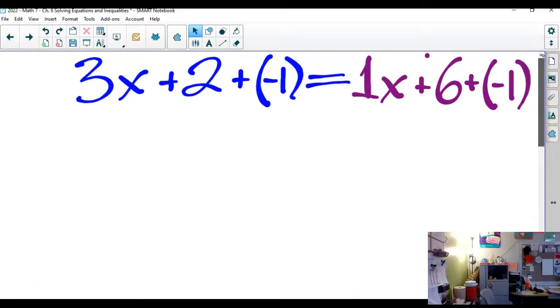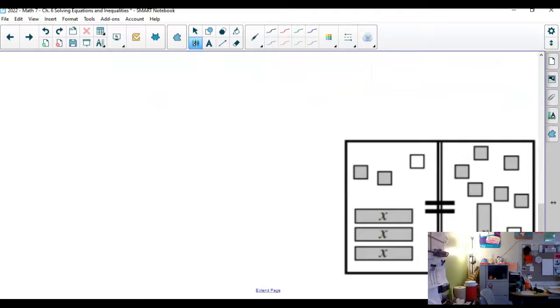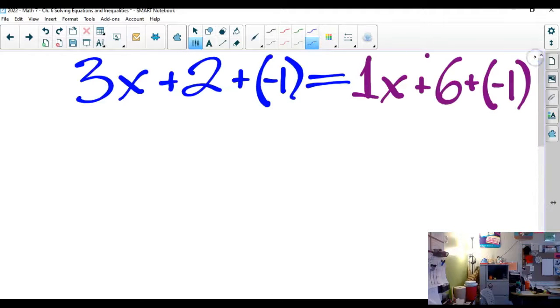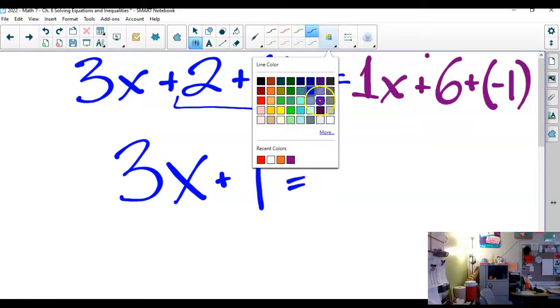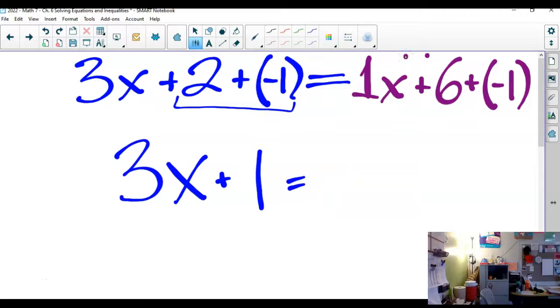So here's what we had to start. Now my board's getting possessed. Can I do 2 plus a negative 1? Yeah. It's really like subtraction, right? What's 2 minus 1, or 2 with a negative 1? We get 3x plus 1 equal to... Can I do 6 plus negative 1? Yeah, so I get 1x plus 5.